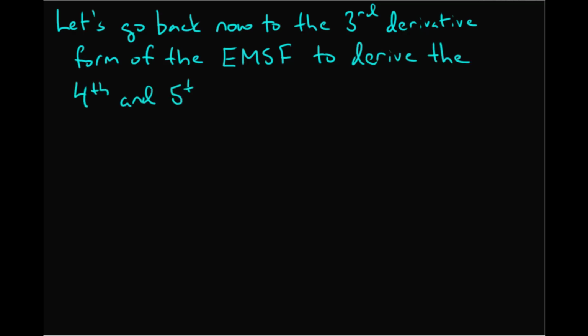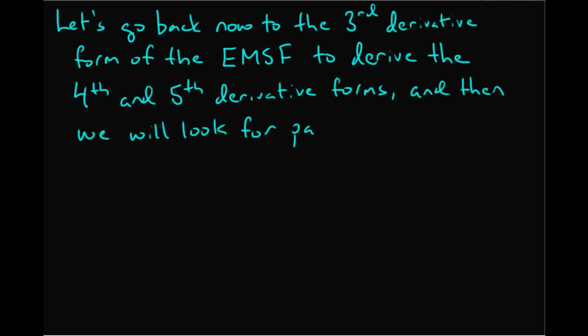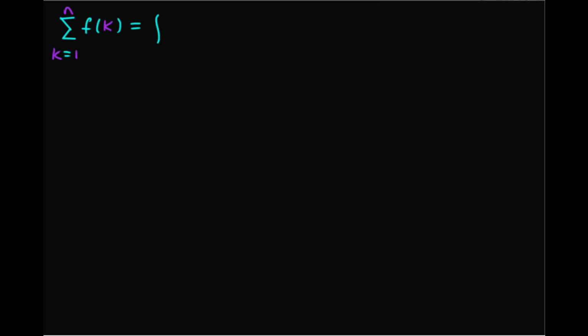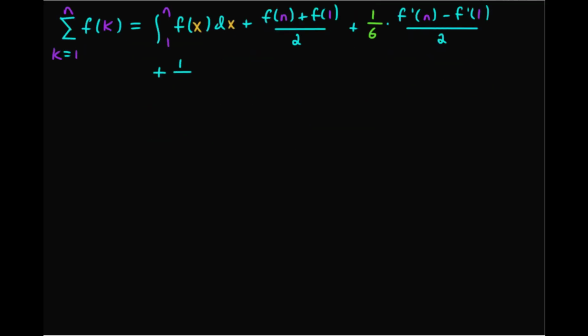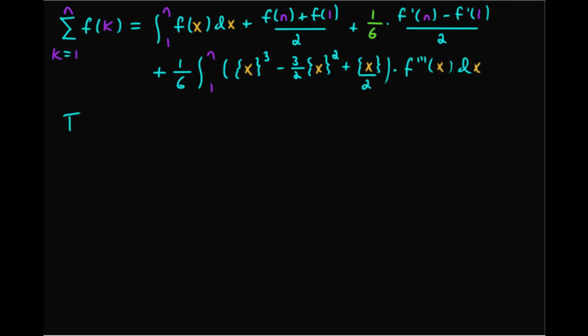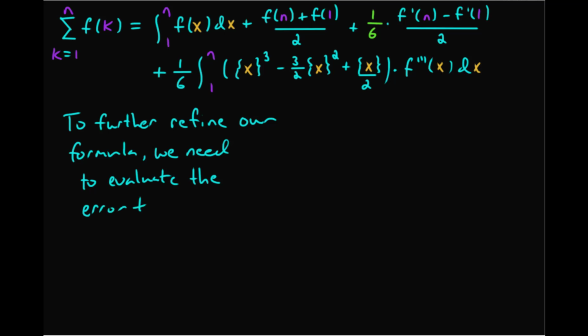And once we've done that, we'll be able to make some more general observations about the Euler-Maclaurin summation formula and state this formula in its most general form. So once again, here's our third derivative form of the Euler-Maclaurin summation formula. And if we want to refine the formula further, we need to evaluate this error term.